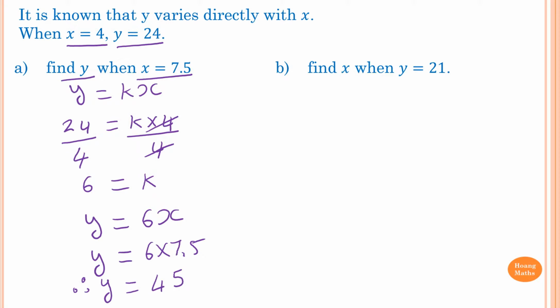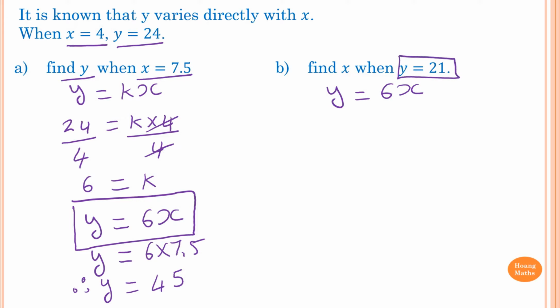Part B. Find x when y is equal to 21. So we already found the rule for this situation here, which is y is equal to 6x. Now, when y is equal to 21, we substitute in this y here because it is equal to 21. So 21 is equal to 6x.